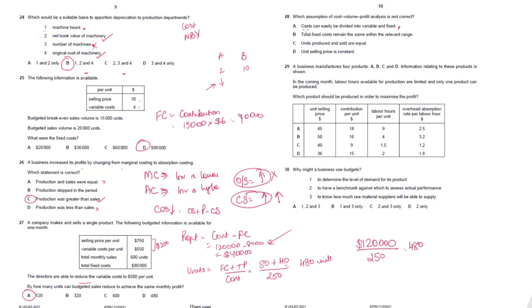Total fixed costs remain the same. Yes, fixed costs don't change in cost volume profit analysis. Production is equal to sales. Yes, that is also one of the assumptions. Selling price is constant. Yes, variable cost per unit is also constant. That is also one of the assumptions. So B, C, D are all correct.